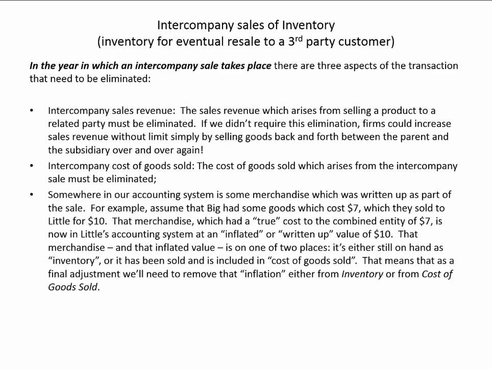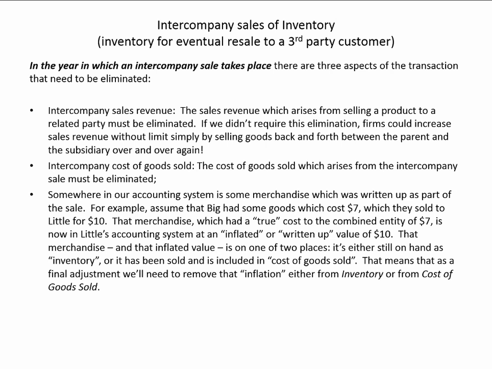Third and finally, somewhere in our accounting system, there's some merchandise which has been written up as part of the sale. And just to have some concrete numbers to refer to, let's assume that Big had some goods which cost $7, which they sold to Little for $10. That merchandise, which has a true cost to the combined entity of $7, is now in Little's accounting system at the inflated or written up cost of $10.